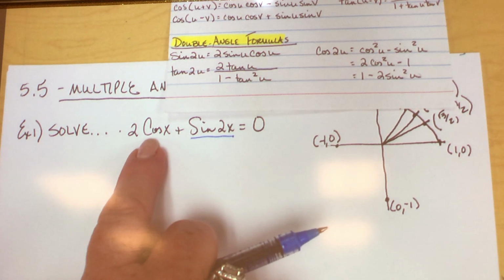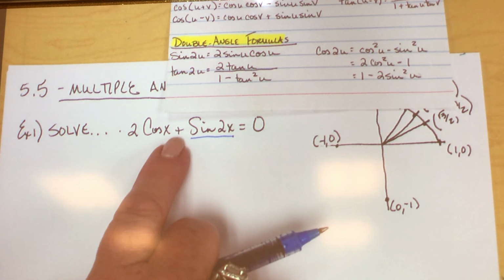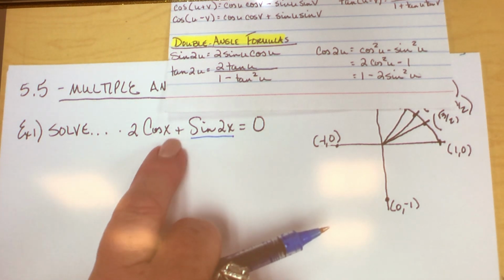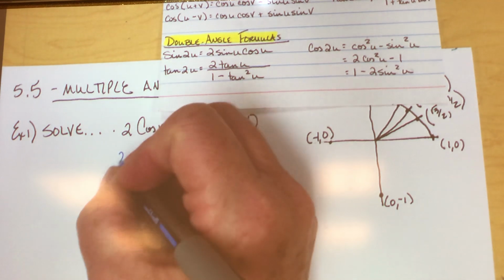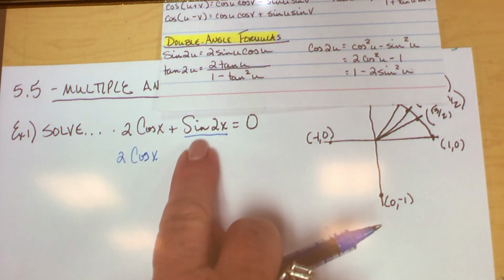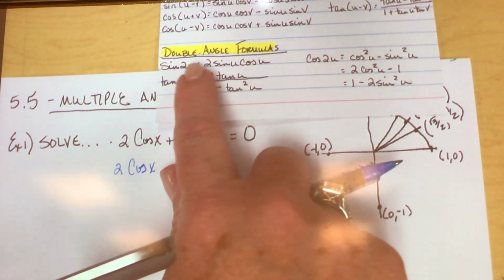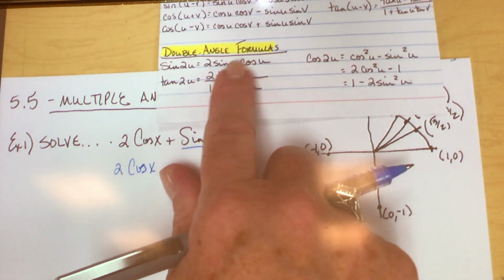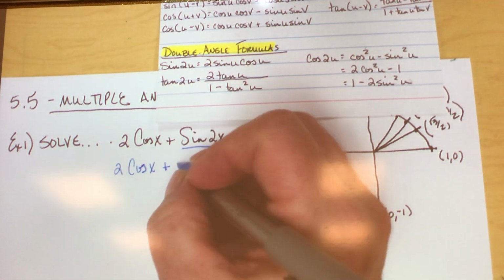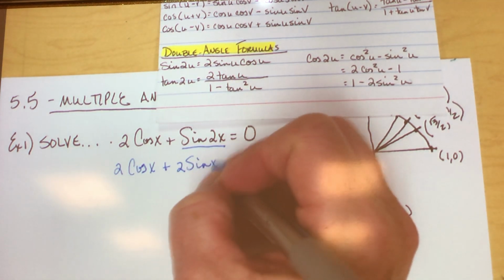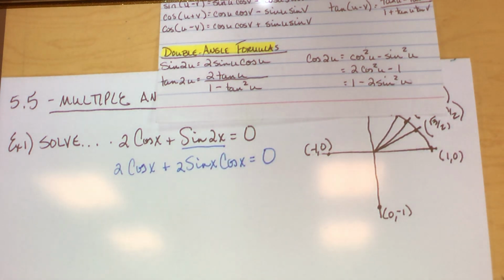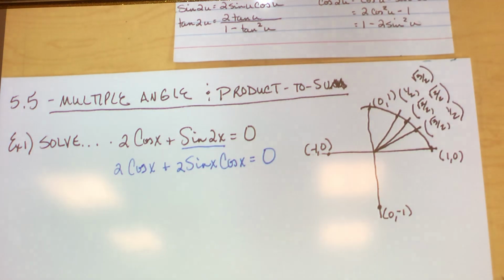Y'all, this is not a double angle. The 2 is not in the same place. This is 2 times something, not the cosine of 2 something. So I'm going to leave this guy alone: 2 cosine x. What is sine 2x equal to? 2 sine x cosine x. So this is plus 2 sine x cosine x. All right, is everybody okay so far?